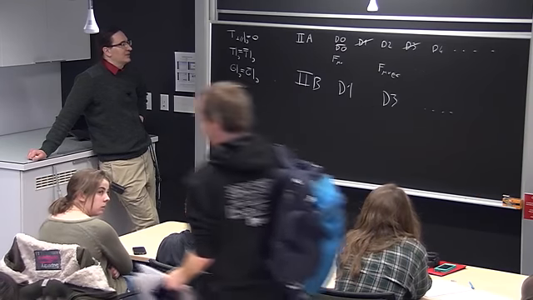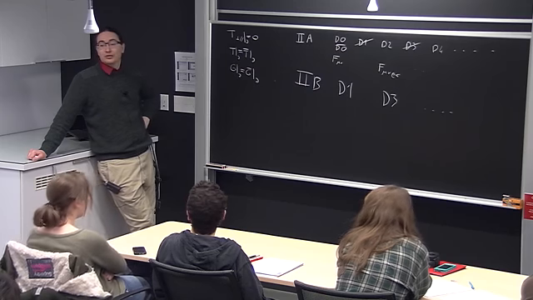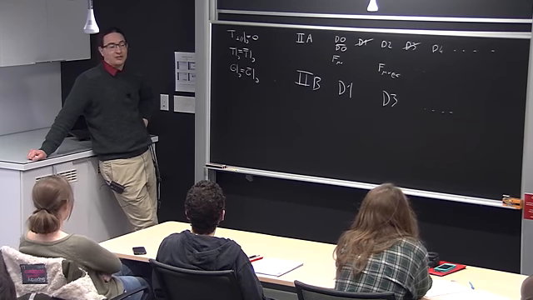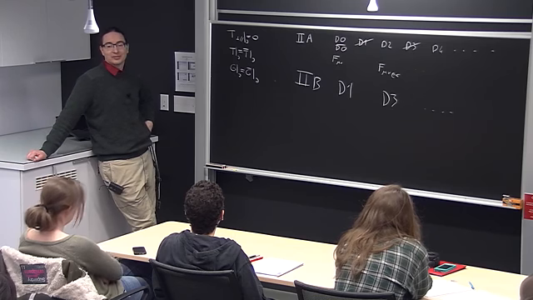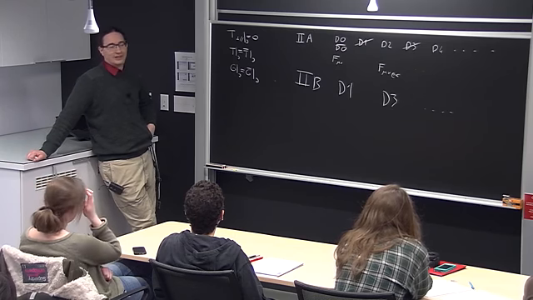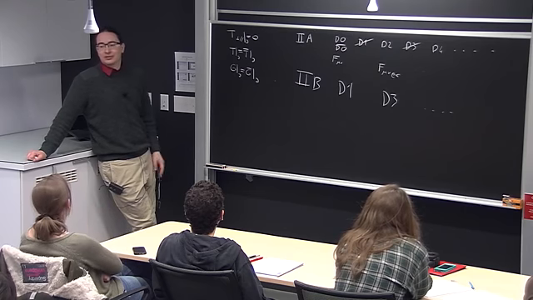Another thing I can say about these D-branes is that the worldvolume theory of these D-branes is a supersymmetric version of Yang-Mills theory. There is just a unique supersymmetric Yang-Mills theory with 16 supercharges, and that's the low energy worldvolume theory of these D-branes.